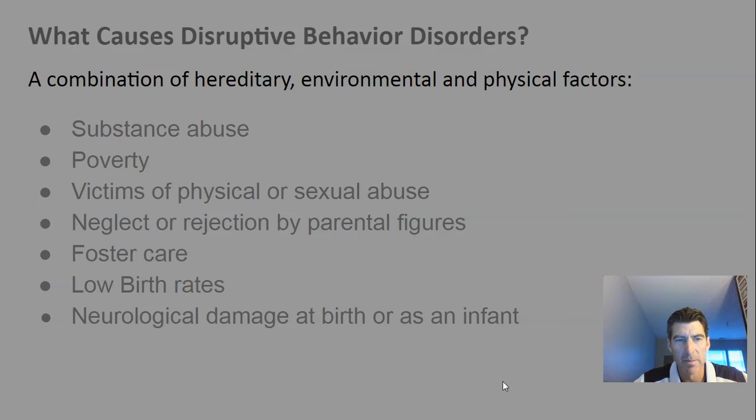These students may be the victims of physical or sexual abuse as infants or as young children. There may have been neglect or rejection of them by parental figures, and this is their way of acting out from that. They may have been in foster care or had poor foster care. Oftentimes, students with DBD were born low birth weight, as premature babies. And there could be some neurological damage at birth or as an infant.